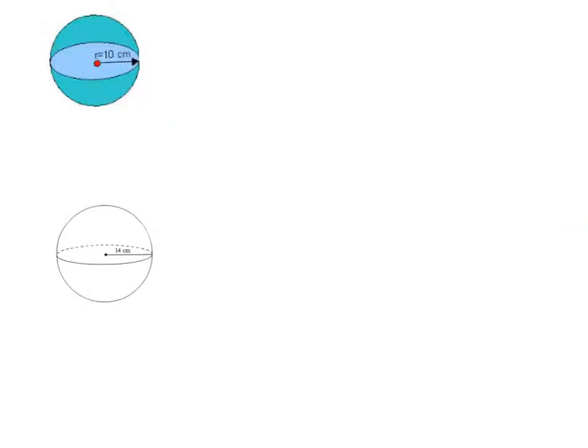So here's another sphere for you to try. I'm going to have you try the top problem with the radius of 10 centimeters and go ahead and see if you can find the volume. You can pause the video while you try it.